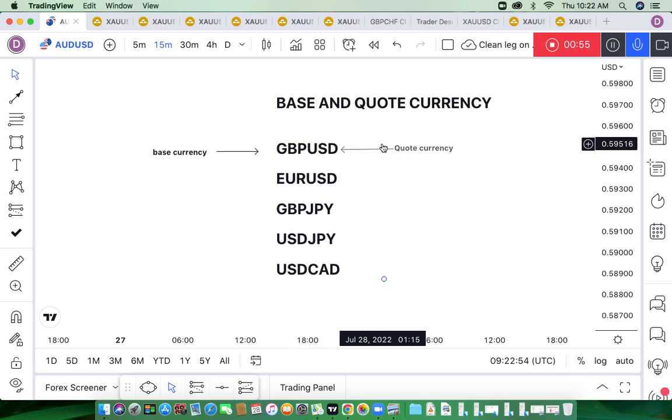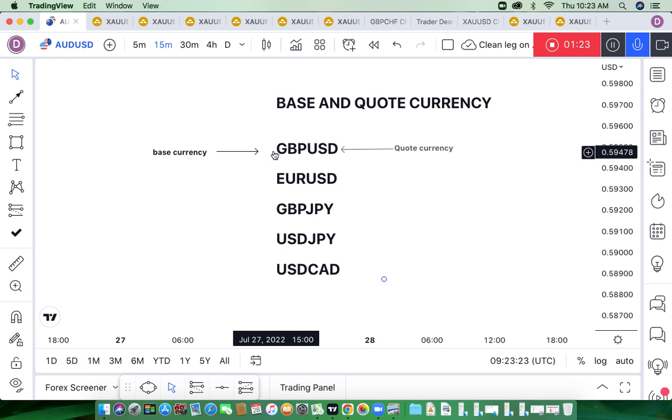Basically, the first currency that you see when you open your MT5 or MT4, or whichever trading platform you're using, is always the base currency. Then next is the quote currency just beside it. So in GBP USD, GBP is the base currency and USD is the quote currency. Now, why is it written this way?